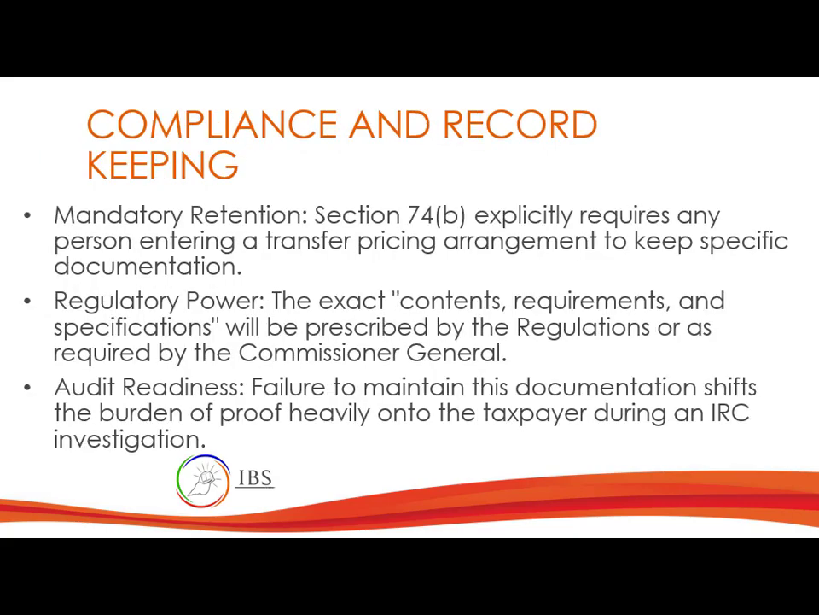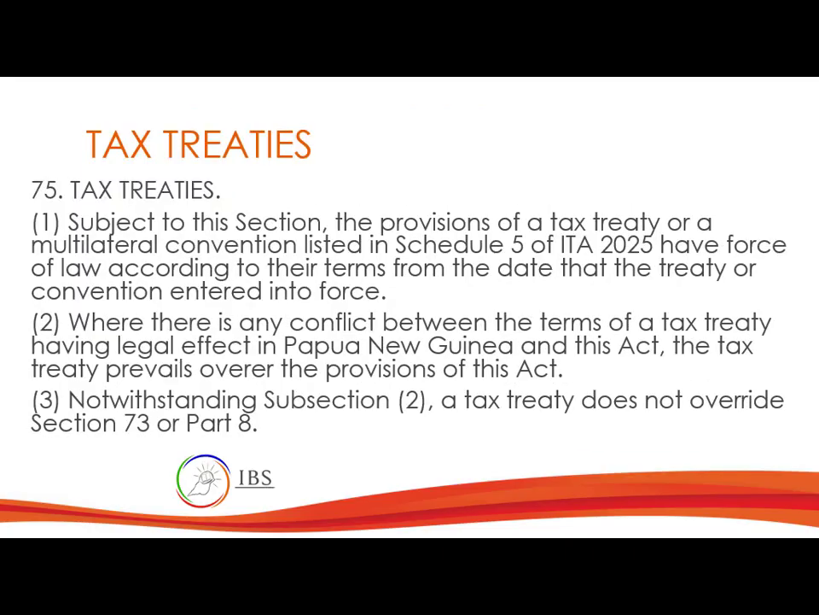All right. Compliance and record keeping. As an accountant in the future, you must know this. Section 74B explicitly requires any person entering a transfer pricing arrangement to keep specific documentation. The exact content, requirements, and specification will be prescribed by regulation or as required by the Commissioner General. Of course, failure to maintain this documentation will shift the burden of proof heavily onto the taxpayer during an IRC investigation. In short, keep your files safely and you'll be fine.